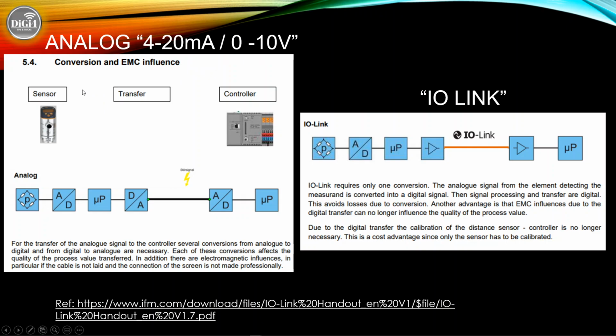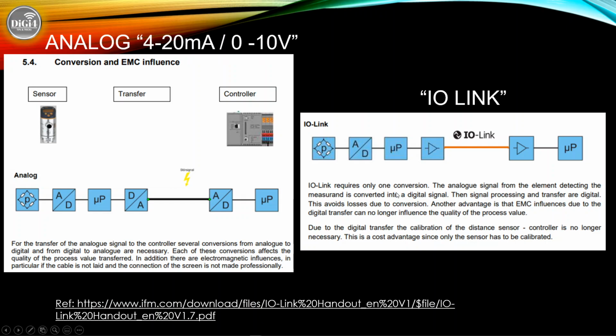In our actual exercise, the sensor and cable is only half a meter apart from the analog input card, but you can easily see that the reading in the PLC is fluctuating a little bit. Even though the sensor is not changing, it's fluctuating. But when we tested the IO-link communication, the reading was stable and accurate. So how much more if the analog device or the sensor is 50 meters or more away from the input card? Definitely there will be a lot of losses or noise problems. And like I said, if the cable is not laid professionally, you are in big trouble.